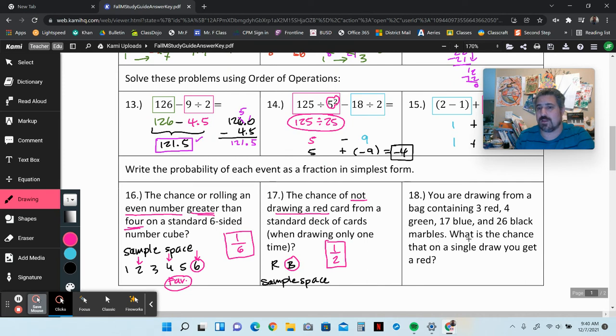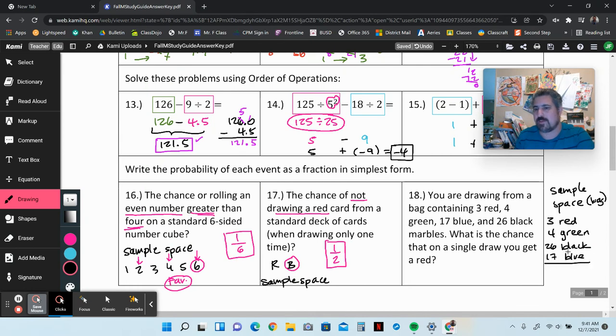Over here it says you are drawing from a bag containing 3 red, 4 green, 17 blue, 26 black marbles. What is the chance that, on a single draw, you get a red? So this, once again, we want to list out our sample space. So here's our sample space, the collection of all possible outcomes. In this case, it's just the bag, right? What's in the bag? So in the bag, you've got these 3 red marbles. You've got the 4 green marbles. You've got the 26 black marbles. And you've got 17 blue marbles, okay?